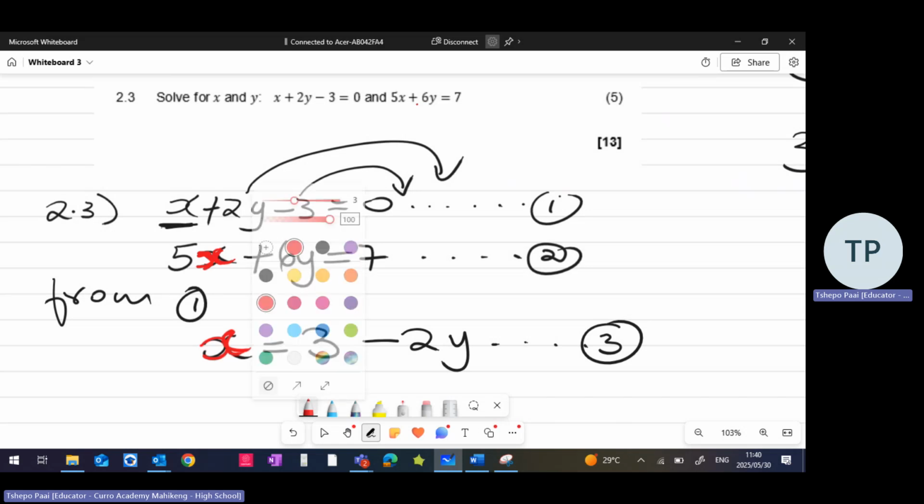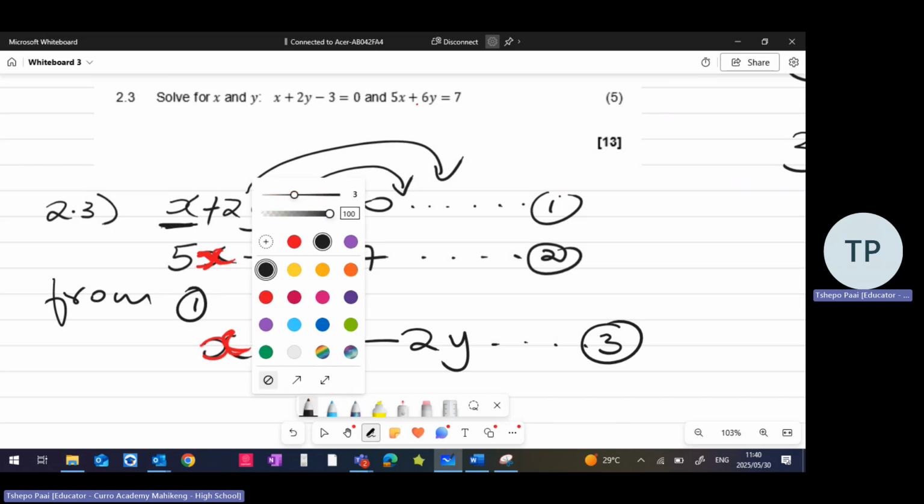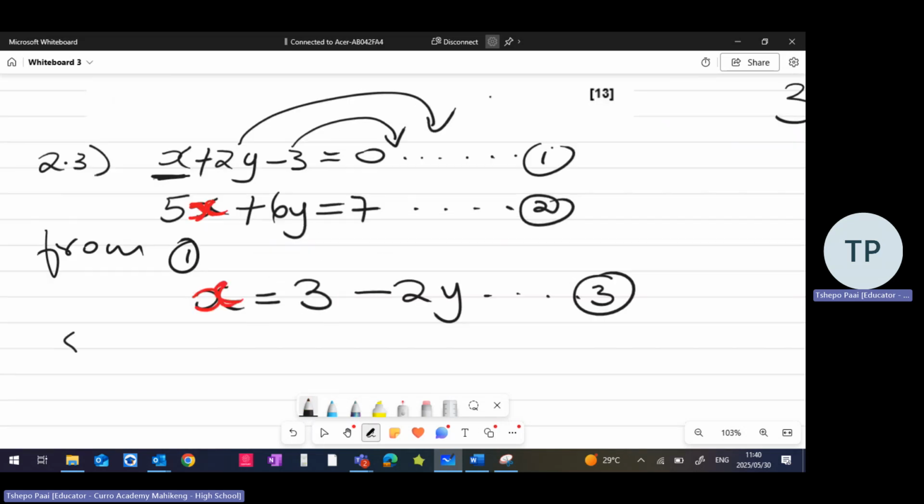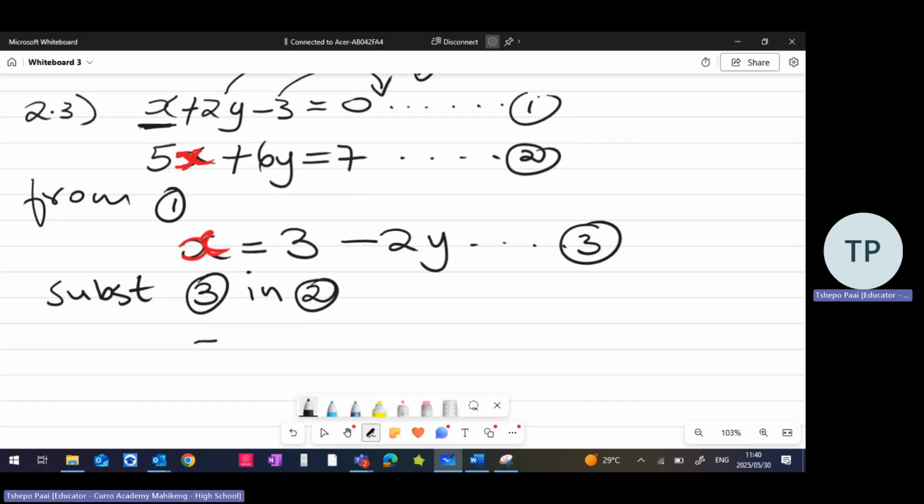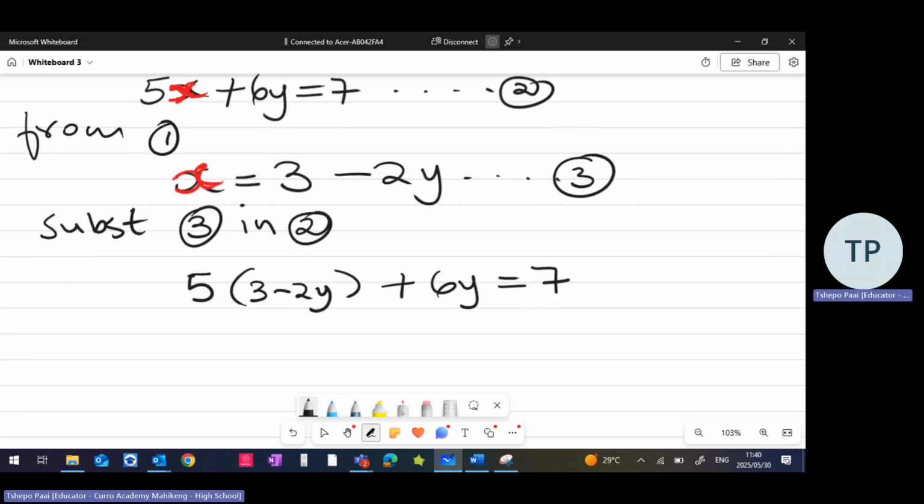Now let's write. Now we're going to say here, substitute 3 in 2. Substitute that x from 3 in equation 2. Now, going back to equation 2, where I see x now, I'm going to write 3 minus 2y. We have plus 6y equals to 7. The next step, 5, multiply out the bracket. 5 times 3, it's 15. 5 times minus 2y, it's minus 10y plus 6y equals to 7.